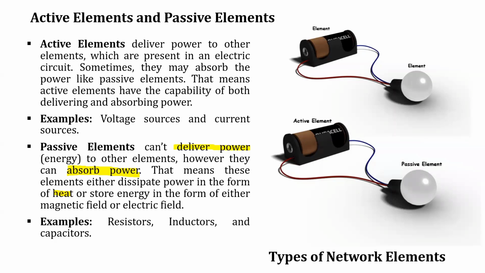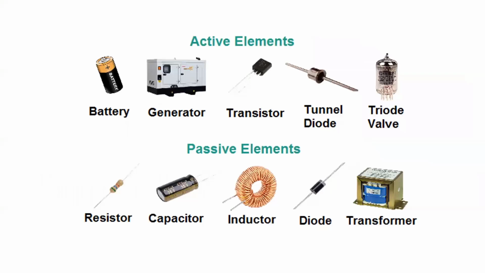Good. We go ahead. Other than those examples, we can find examples for active elements: battery, generator, transistors, tunnel diode, triode valve. Then how do you say that transistor is an active element? Because it has a capability of amplification. For that reason, the transistor is known as an active element. Then passive elements, examples: resistors, capacitor, inductor, diode, and transformer.